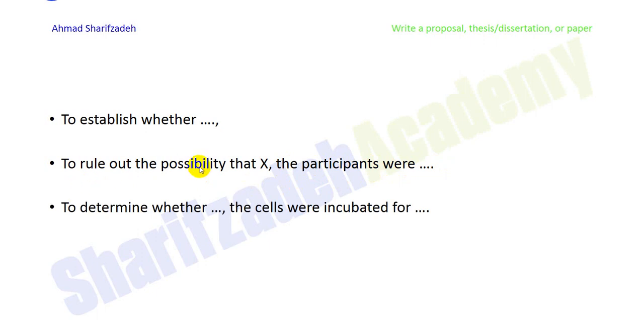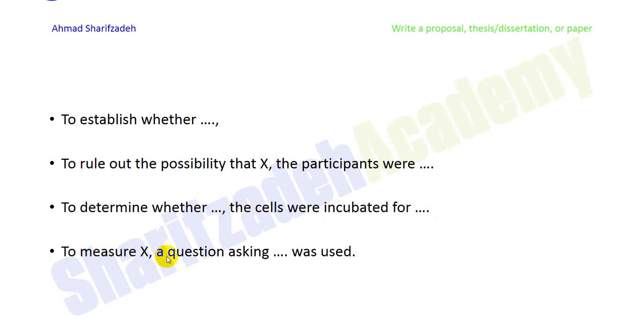You can use some sentences like this to determine whether, for example, there is a relationship between A and B, whether A affects B or not. The cells were incubated for 24 hours, for example.